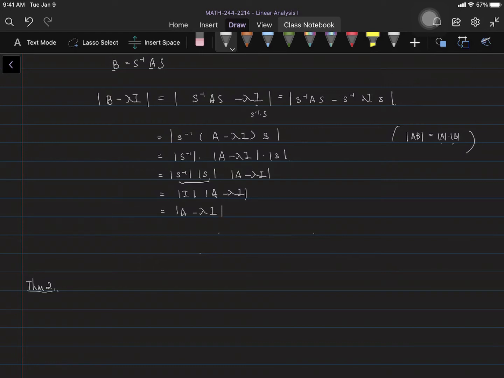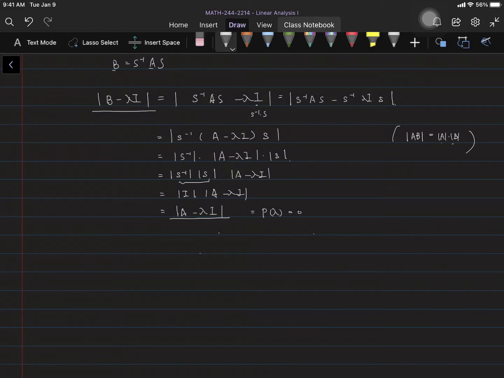So if we look here, the determinant of B minus lambda I equals the determinant of A minus lambda I, that means they have the same characteristic polynomial. When we solve for eigenvalues, definitely we solve this for 0, but the polynomials are the same thing. Definitely they have the same eigenvalues. So two similar matrices have the same eigenvalues.